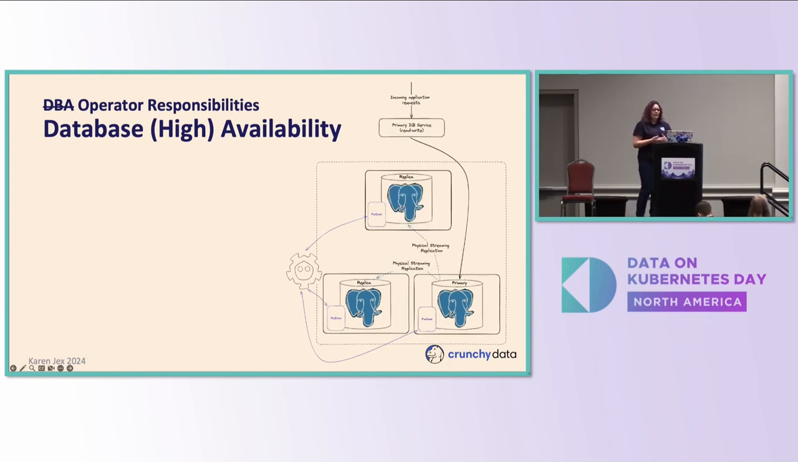Then through a combination of the operator logic, the self-healing features of Kubernetes, and in this case, the Patroni configuration, you should expect a new Postgres instance to be automatically created and integrated into the cluster as a replica to replace that failed primary.